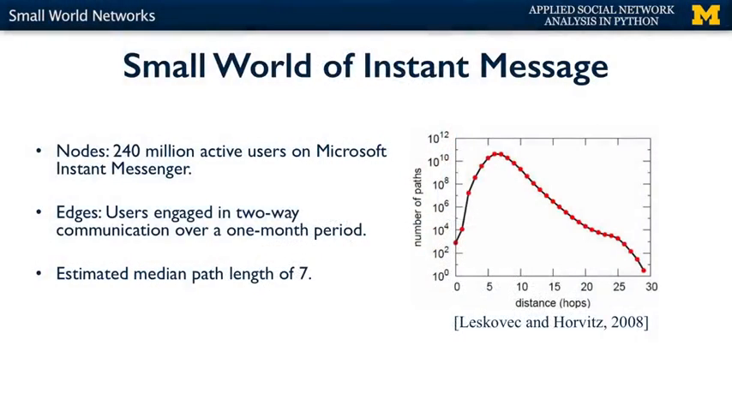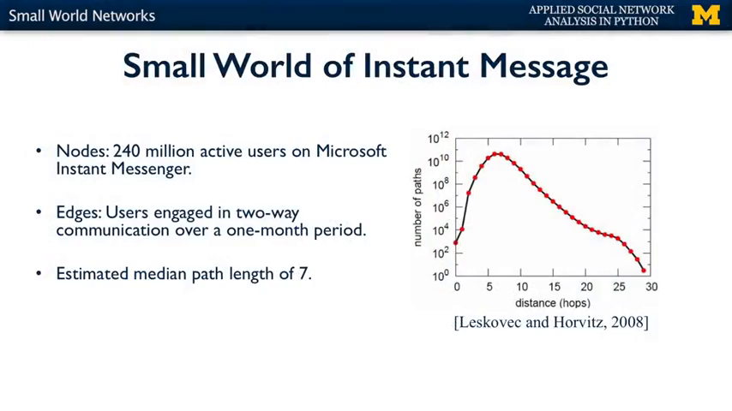So researchers took a network of 240 million active users on Microsoft Instant Messenger, and then they connected them if two users were engaged in a two-way communication over a period of a month. And so this defined a very large network. The estimated path length in this network, so if you take any two people at random and check the length of the shortest path between them, the median is estimated to be 7, which is very close to what Milgram had found in the 1960s, which was 6, and it's also very small. Here is the histogram of the distances of this particular network.